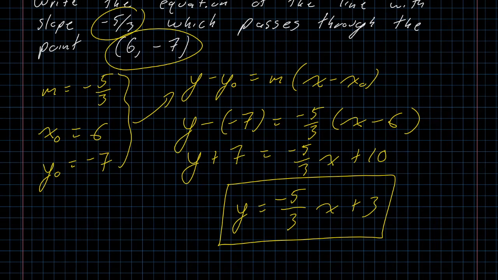All right. Even though the instructions don't always specify, as a general rule, it's almost always a good idea to write your equation of the line in slope-intercept form like this.